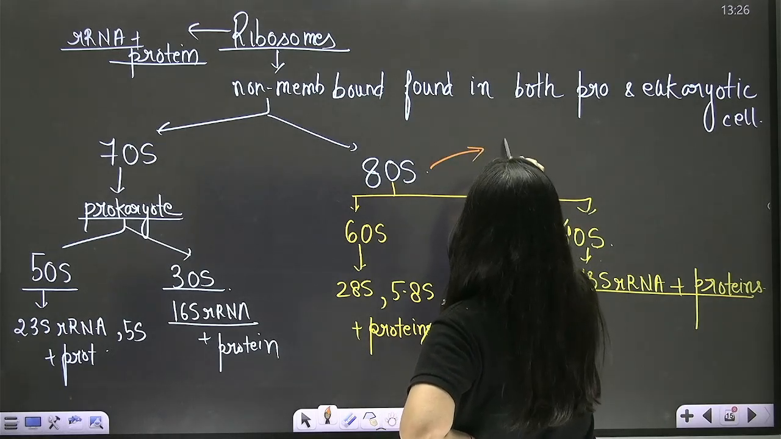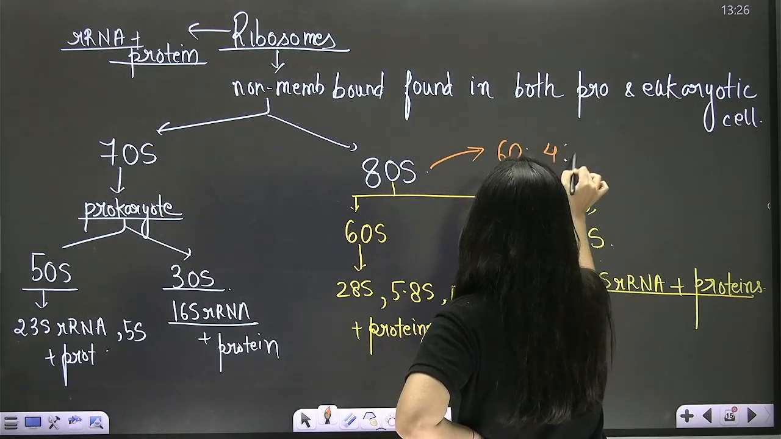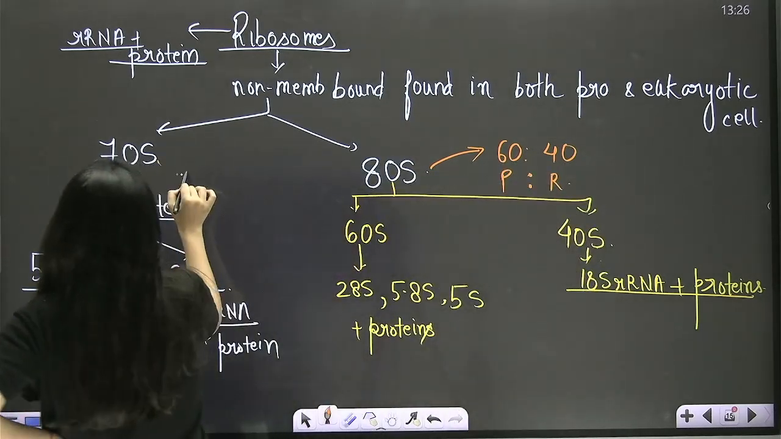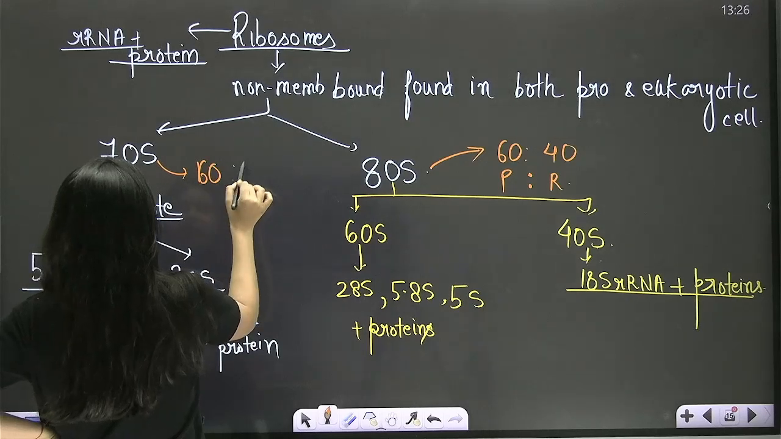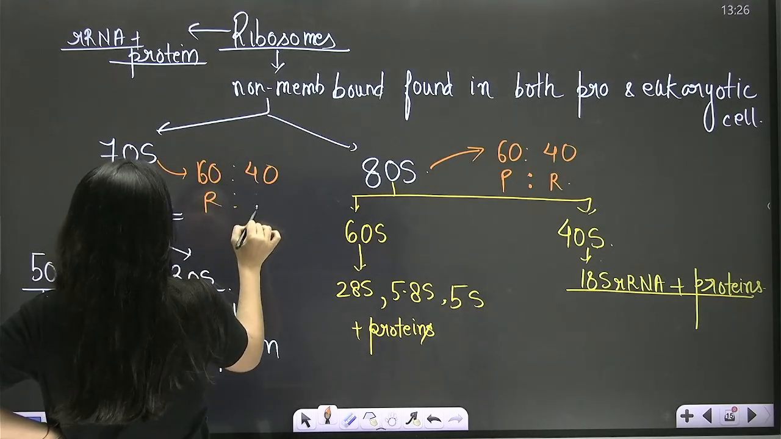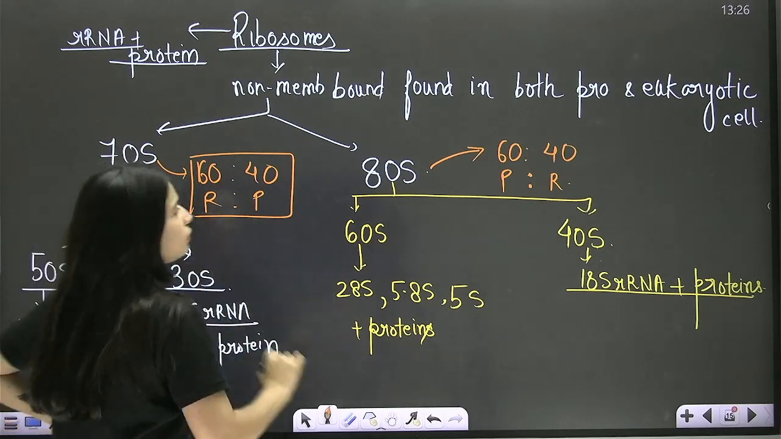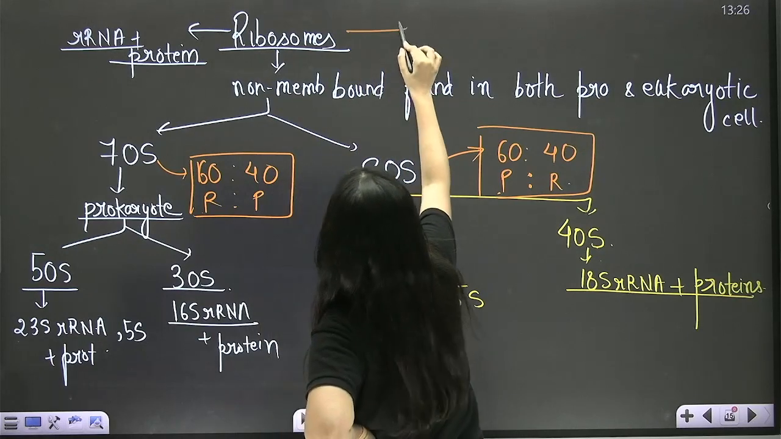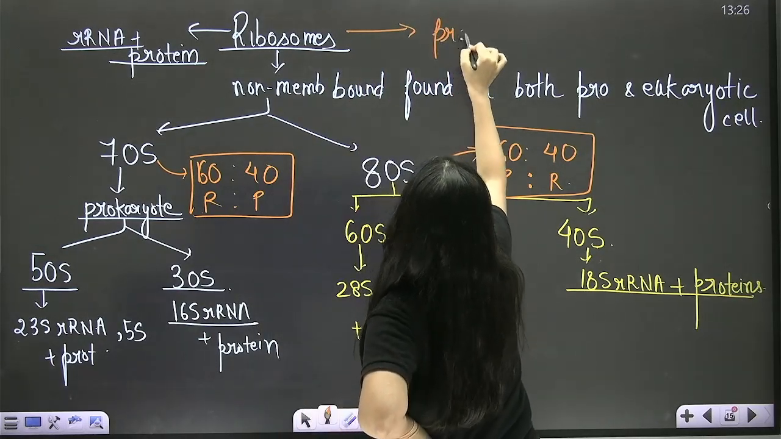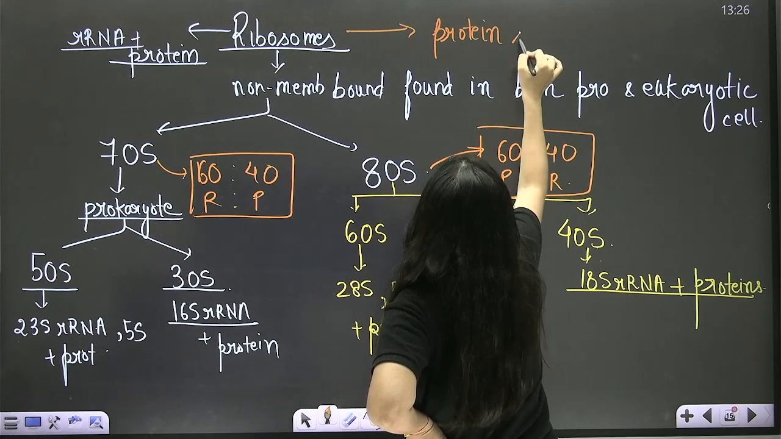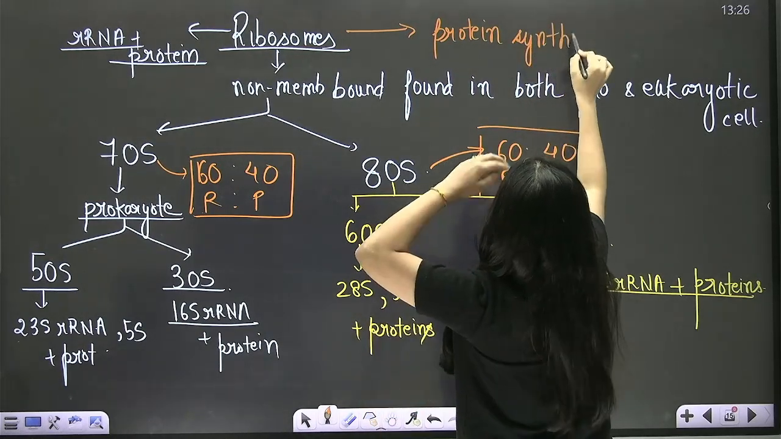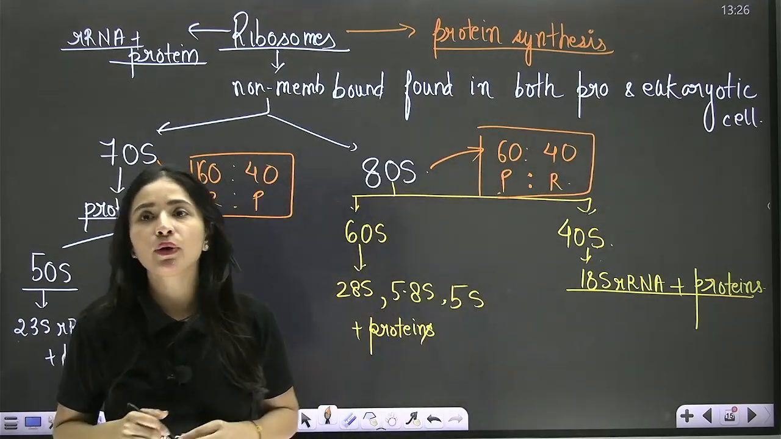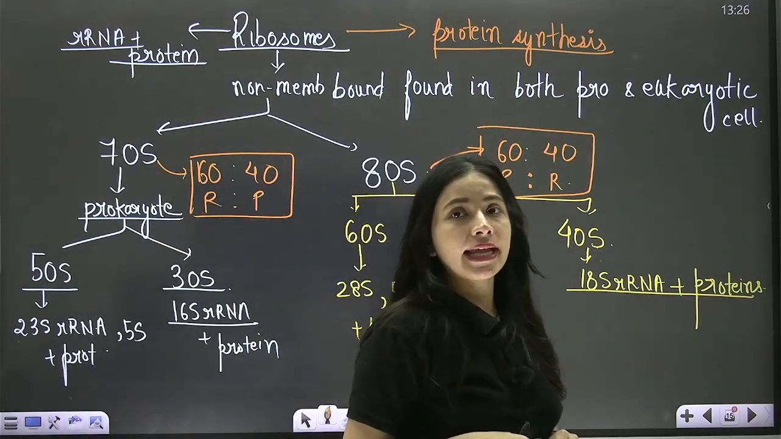Now, these 80S ribosomes are rich in protein. They have 60% protein and only 40% RNA, whereas 70S is just the reverse. They have RNA and protein in the ratio 60:40. What is their main role? Ribosomes mainly help in protein synthesis. Hence, they are also known as protein factories. What do we call them? We call them protein factories.